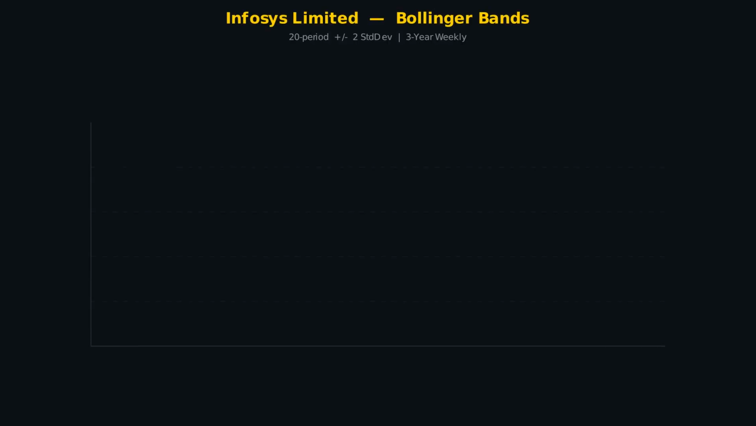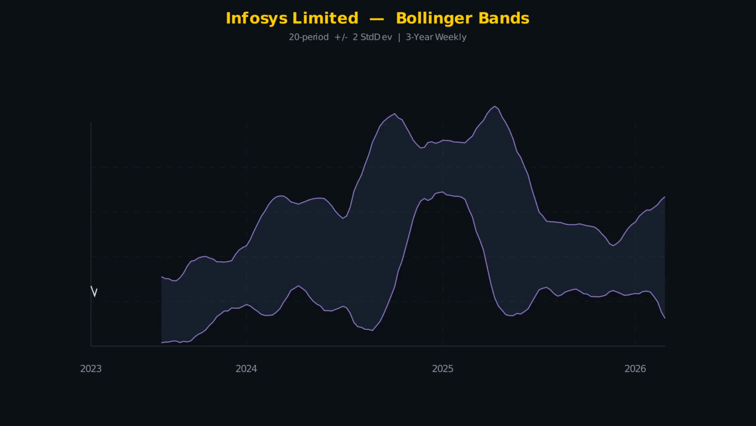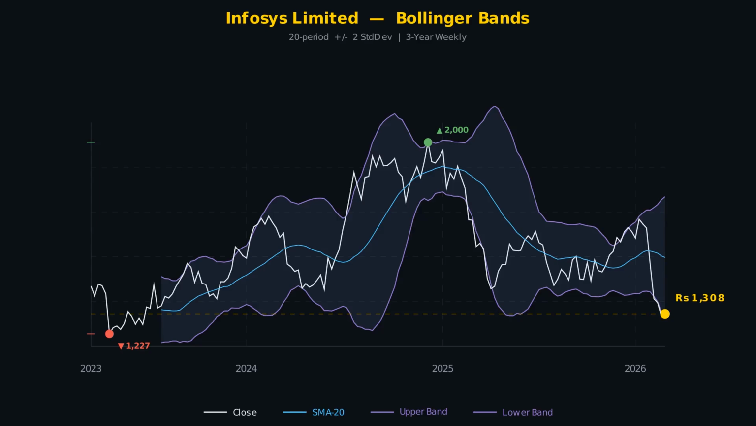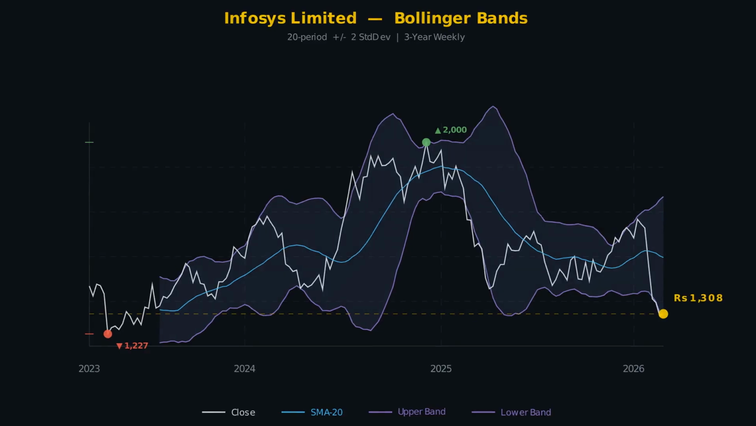Here is the Bollinger band chart for Infosys Limited. The shaded region breathes in and out with volatility. Currently, the bands show wide volatility at 29.1%. The price is inside the bands, consolidating. Notice how the price repeatedly bounces between upper and lower bands over this 3-year period. Each touch of a band is a signal.